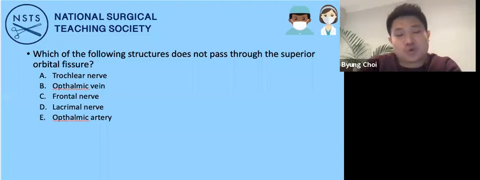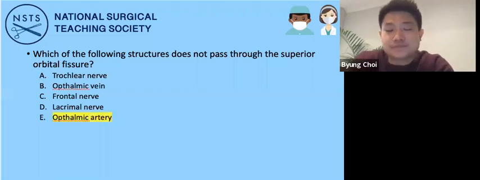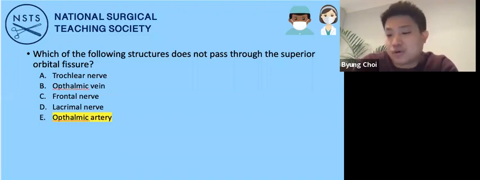Okay, so the answer to this question would be E, the ophthalmic artery. Cranial foramina comes up every year, really common, probably multiple times per exam. So it's something that you should drill in your heads and learn inside out.